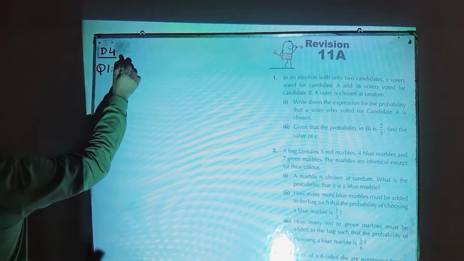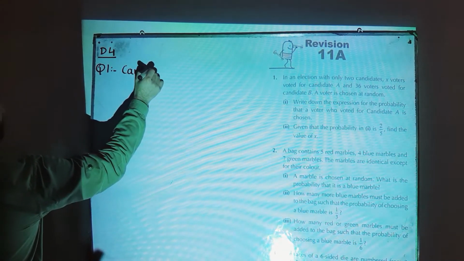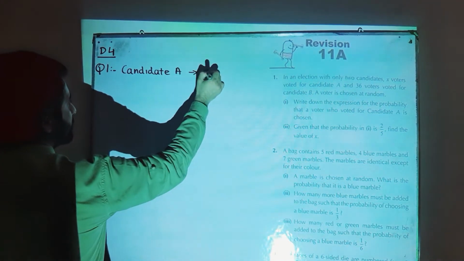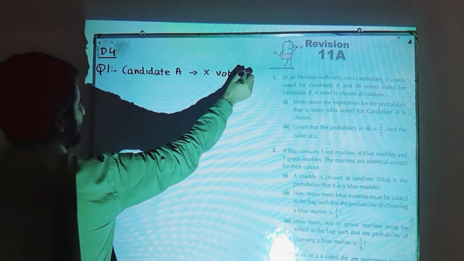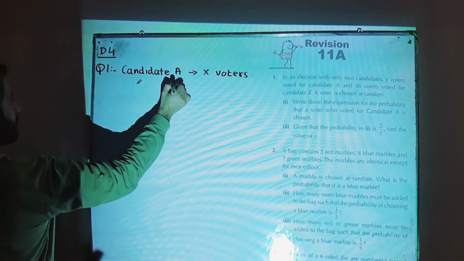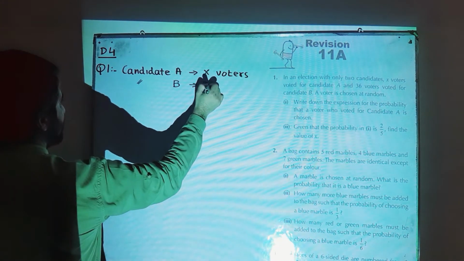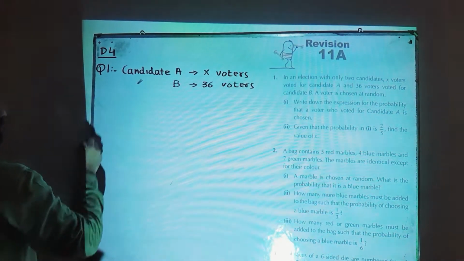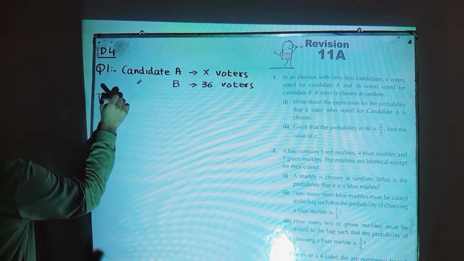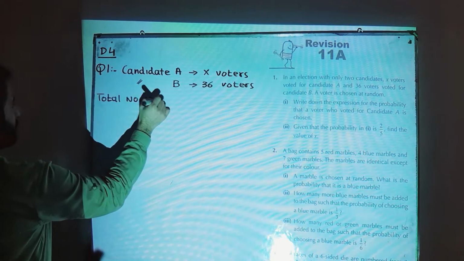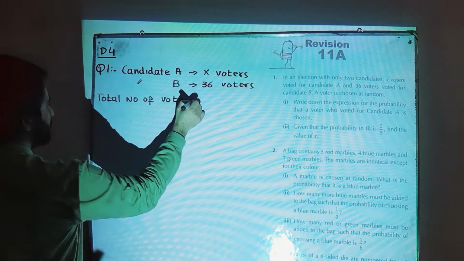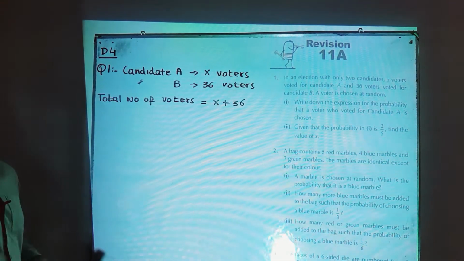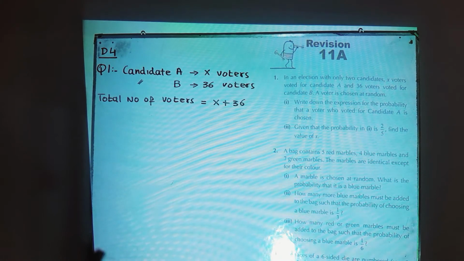So the situation is, for candidate A we have X voters, and for candidate B we have 36 voters. So the total number of voters is X plus 36, the sum of the total number of voters.